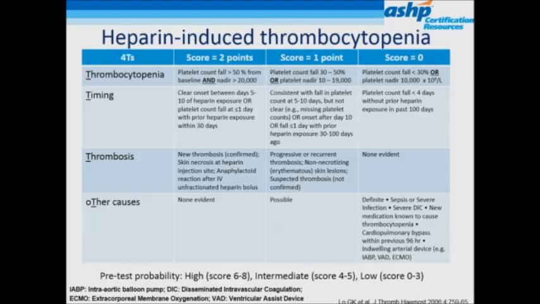So with HIT, the 4T's risk score is a good way to think about whether or not you're worried about heparin being a contributor to a patient's thrombocytopenia. And the 4T's stand for thrombocytopenia, timing, is thrombosis present, or other causes of thrombocytopenia. So I'll walk you through how I calculate the 4T's for our patient.